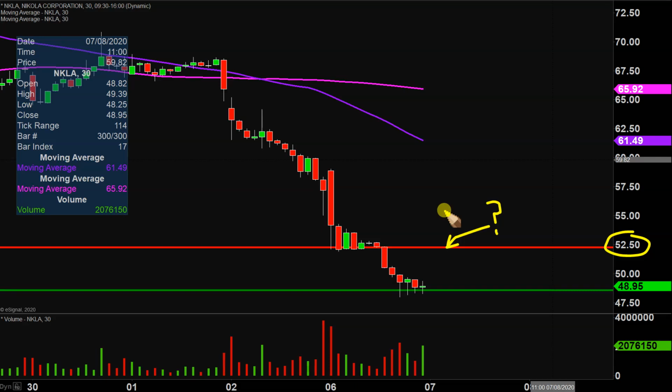And then if the price can push above that level, next key overall level of resistance would be that purple line up there, the 50-period moving average, currently valued at $61.50.